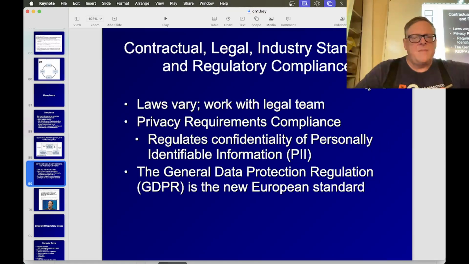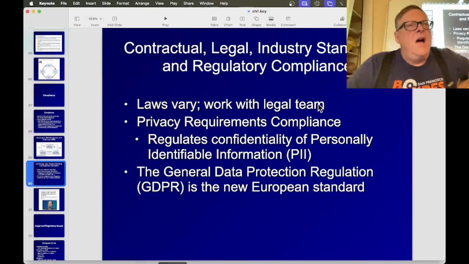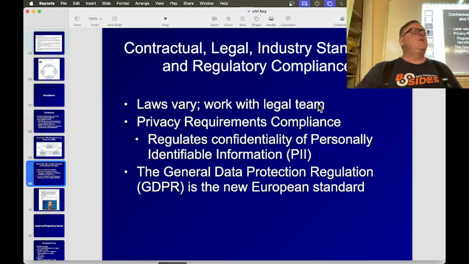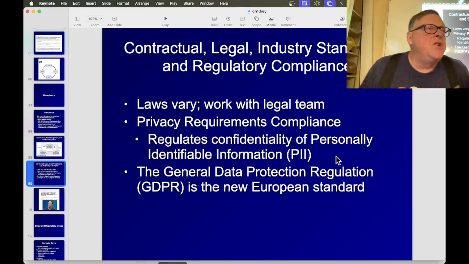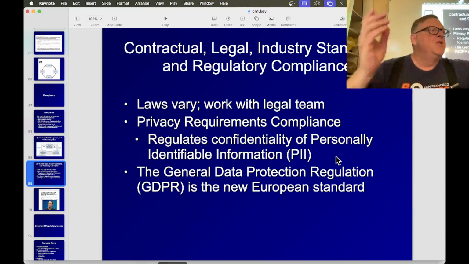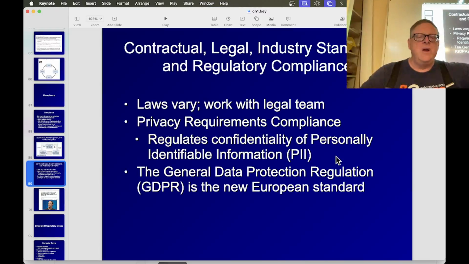All right, so laws vary. A lot of industries are regulated and have their own special legal requirements. And privacy is a big issue these days, for how you're going to handle the personally identifiable information of your customers and your employees and such. The most common data breach is that somehow they got to the customer's credit card numbers or addresses or phone numbers or something.